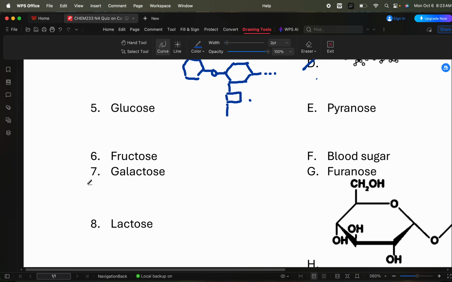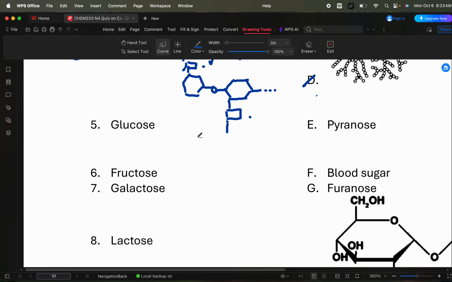5, 6, and 7. So for E, F, G, very obvious, blood sugar refers to glucose. And in terms of structure, fructose is a furanose, so you only have 5: 1, 2, 3, 4, 5. And then for galactose, we have 6, so it's pyranose.